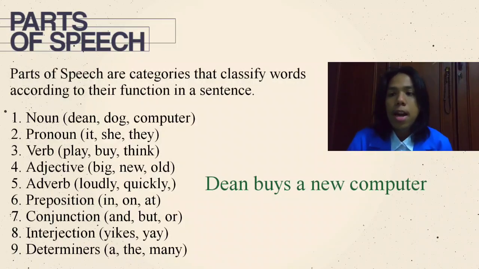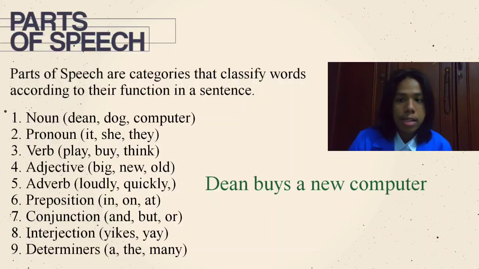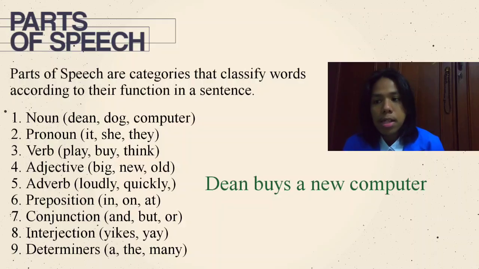Here you can see the example. In the sentence, Dian buys a new computer, every word has a part of speech or a word class. In short, part of speech is a word class. So Dian here is a noun, buys a verb, a a determiner, new an adjective, computer a noun. And I will explain further in the next slide.